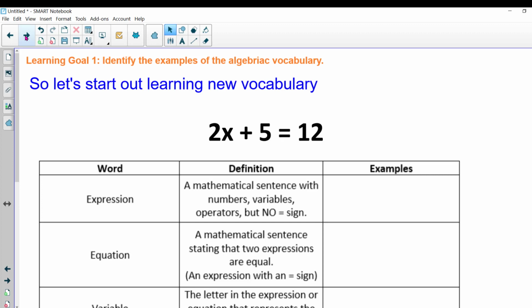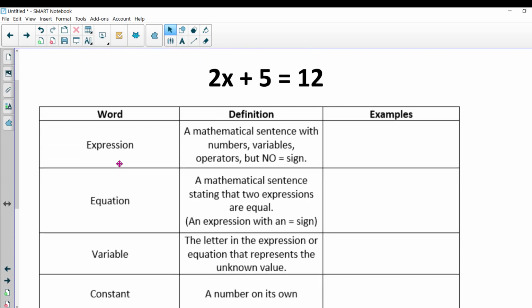So now let's jump into the vocabulary. And these are on your notes. This is your notes, so make sure you have your pencil ready. And let's talk about this. I have an example up here at the top: 2x + 5 = 12.